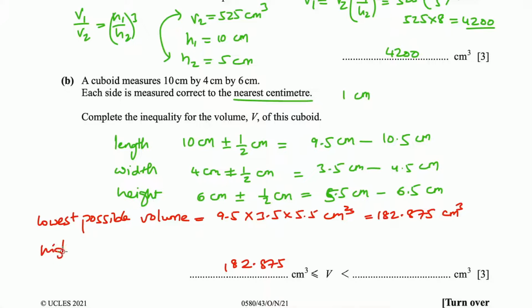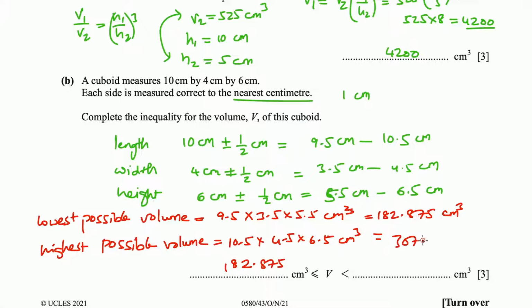The highest possible volume would be 10.5 into 4.5 into 6.5 centimeter cube. And if you calculate the value, this would be 307.125 centimeter cube. So the values change from 182 to 307. It can be any value in between. Okay, this completes this question.